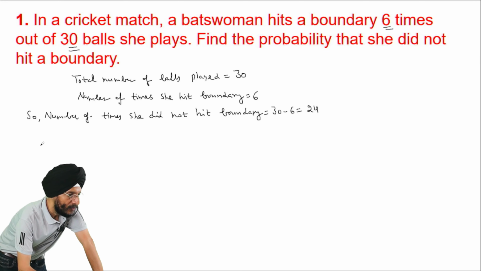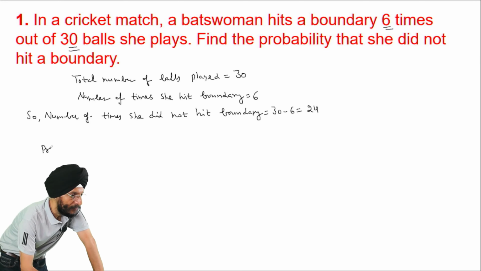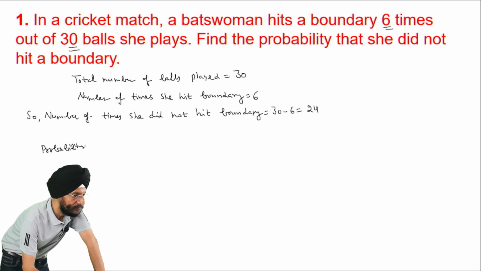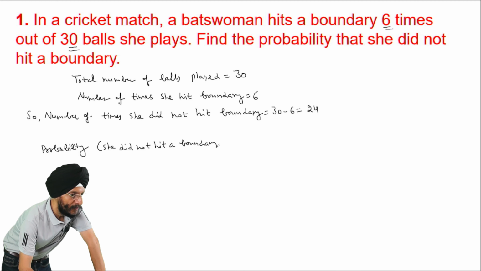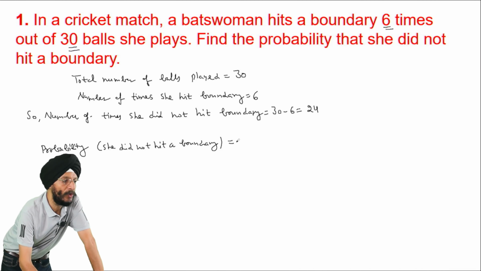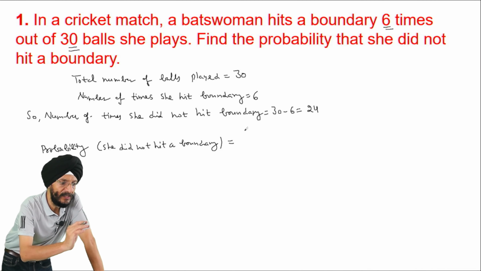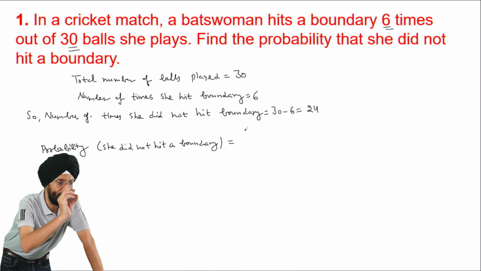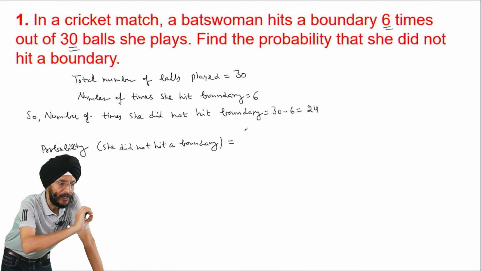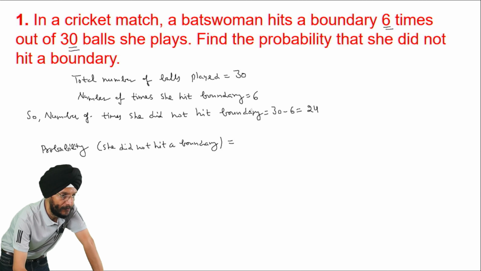So the probability she did not hit a boundary is equal to the number of times she did not hit the boundary divided by the total number of balls played.